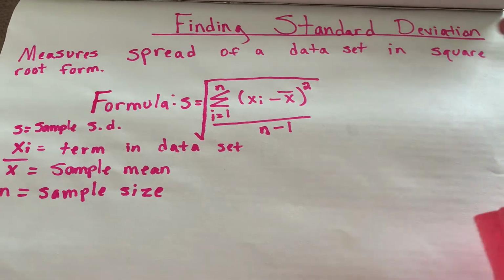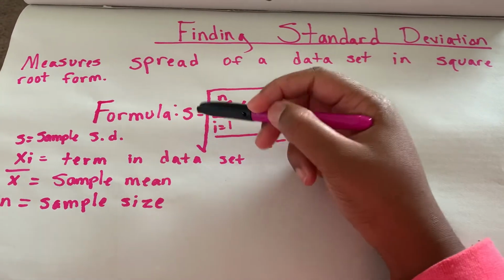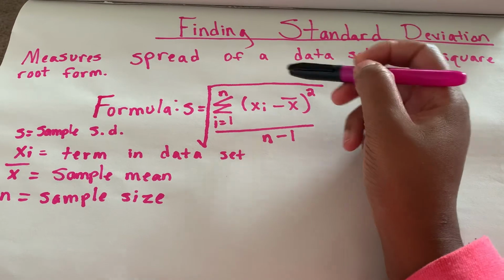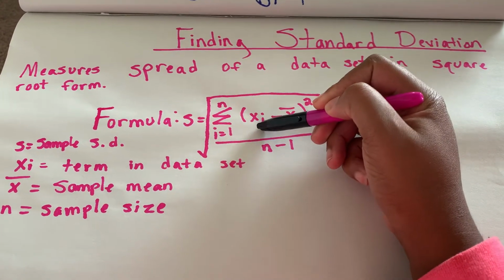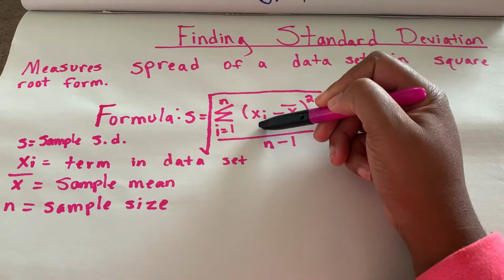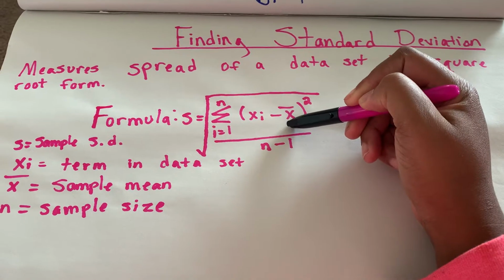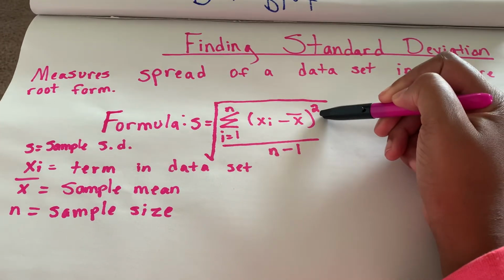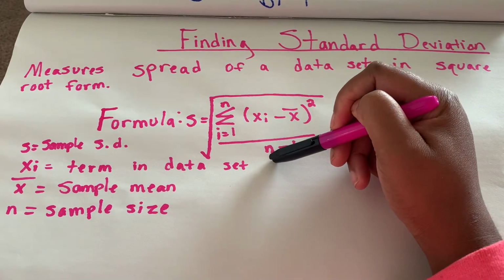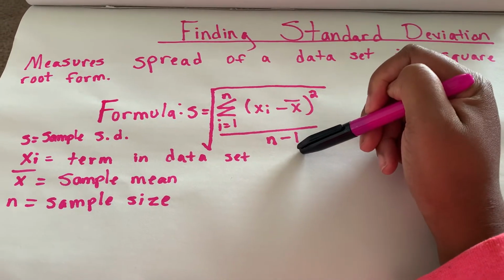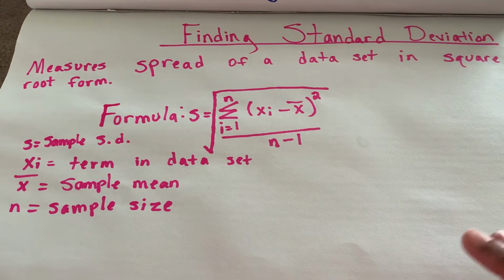So to do that, your sample standard deviation s is equal to the square root of the sum of each term, so x_i represents each term in the data set, minus the mean, x bar, the sample mean, squared, divided by the sample size minus 1. So this is the formula used to find your sample standard deviation.